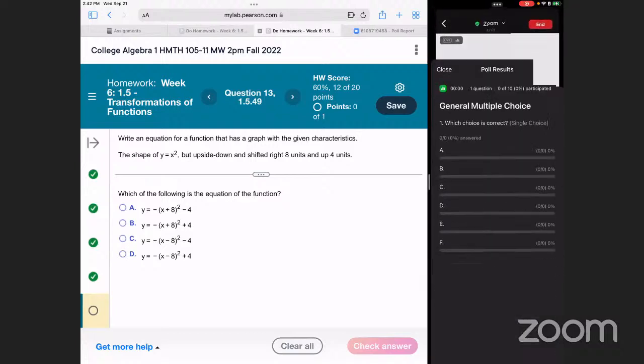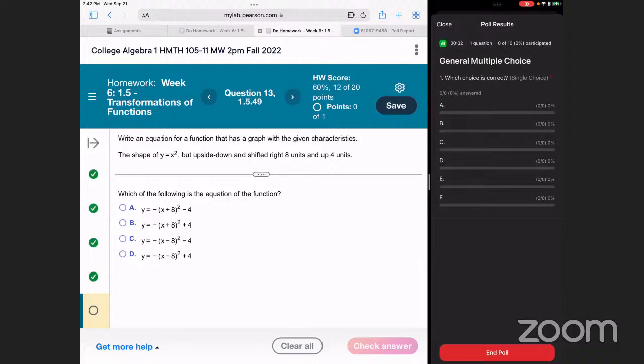Launch. Okay. This one asks us to write an equation that has a graph with the given characteristics. It has the shape of x squared, but it's upside down, shifted to the right 8 units and up by 4 units. Which one of these results captures that? It's x squared, but upside down, going to the right by 8 and up by 4. Okay, I'm seeing D a lot.